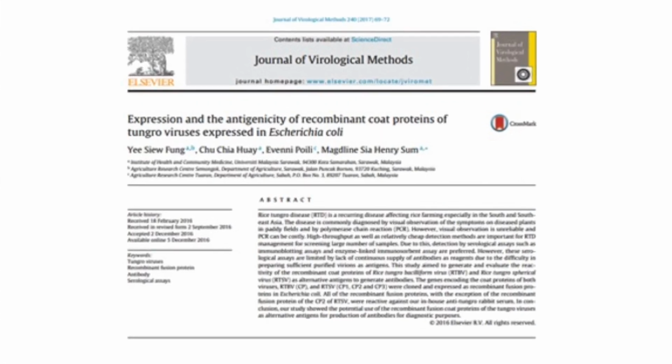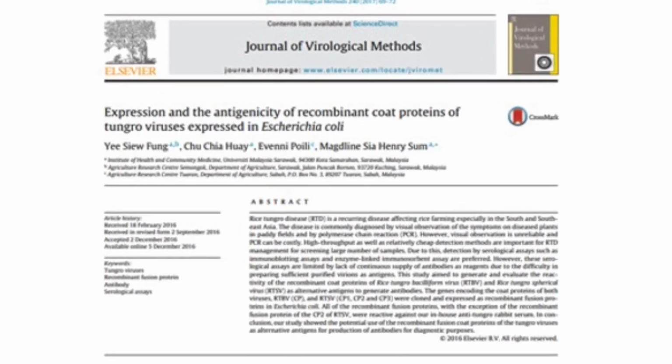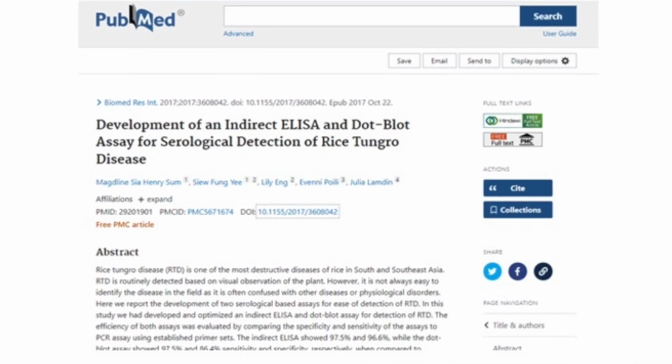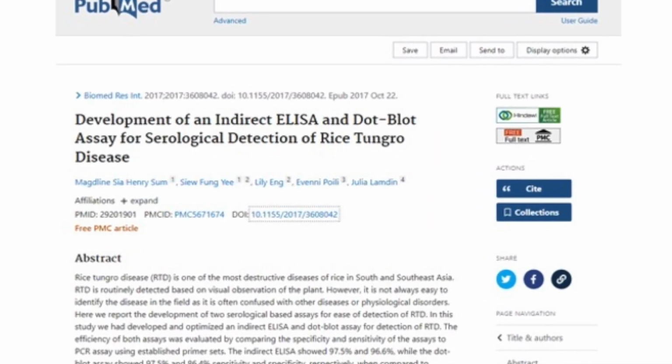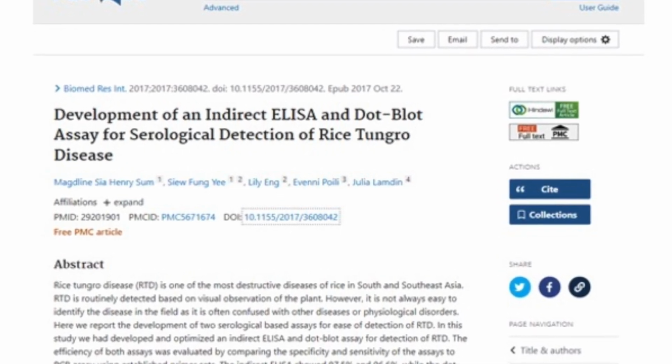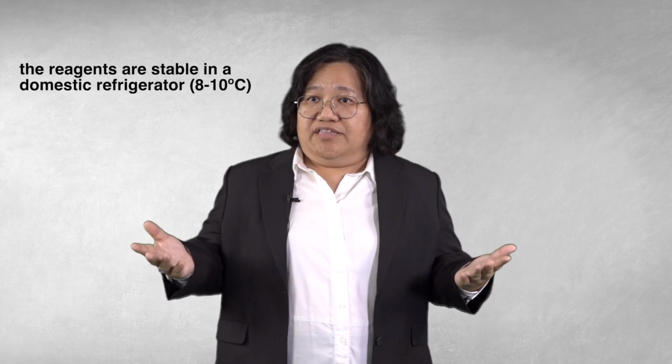So, how does our assay differ from what is currently available? Well, let me tell you, one of the major advantages of this assay is the use of recombinant proteins as the antigen, not only for antibody production, but also to be used in the assay itself. This overcomes the limitation in limited reagent supply faced by serological-based assays, especially for RTD detection. Another advantage of this assay is that the reagents are stable in a domestic refrigerator, which is about 8 to 10 degrees Celsius. Thus, it does not require ultra-freezer temperature for storage. And of course, it's easy and simple to perform. Who can beat that? This enables even the community to do it themselves.